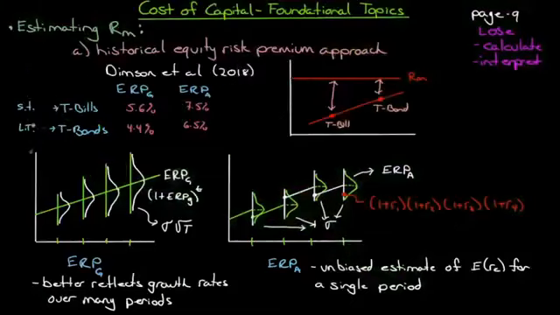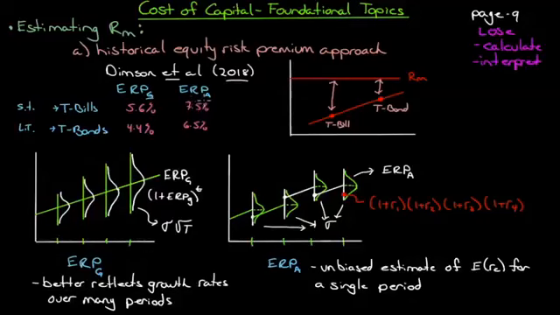I had mentioned previously that estimates of the equity risk premium based on the historical approach are available from different financial data vendors. Dimson and colleagues have been doing this for a while. The most recent paper is 2018. Equity risk premium on a geometric basis and on an arithmetic basis, using T-bills and using T-bonds. Notice the difference here for T-bonds. It's lower on both geometric and arithmetic, and geometric is lower than arithmetic, because anytime you have volatility in a return series, a geometric mean return will be lower than the arithmetic mean return.